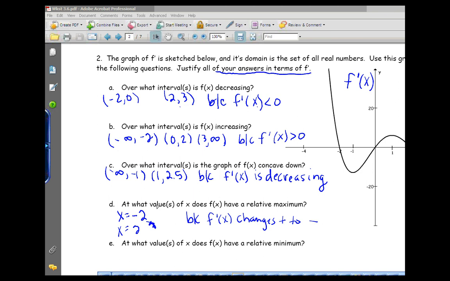Sure. At what value of x does f of x have a relative min? Okay, someone said 0, 0. I'm just wanting to know what x values these are. And 0, 0 is a point on the graph of f prime, not a point on the graph of f. And it's asking for where does f have a relative min. So x equals 0 and x equals 3. And what's my justification? f prime of x changes what? Negative to positive.